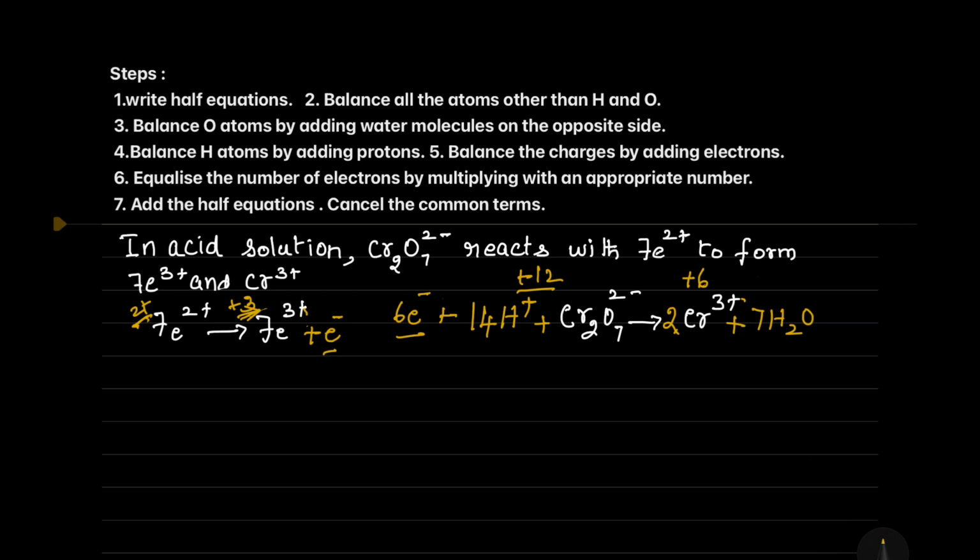Next one is equalizing the number of electrons by multiplying with an appropriate number. Since there are 6 electrons in the second half equation, the first half equation is to be multiplied by 6. When we do so, we will get 6 Fe2+ giving rise to 6 Fe3+ plus 6 electrons.